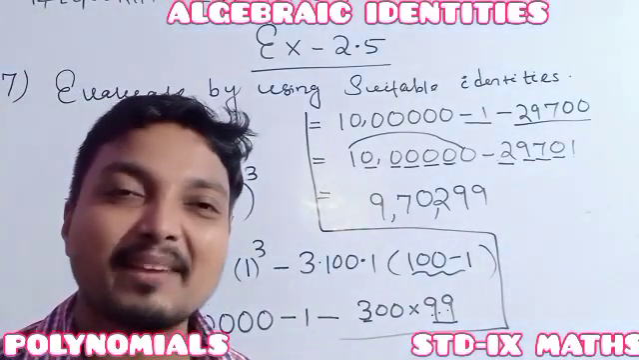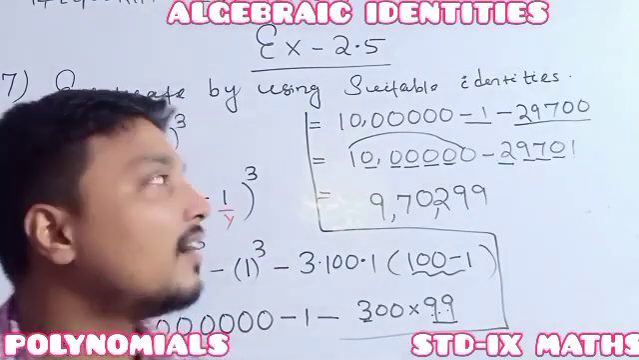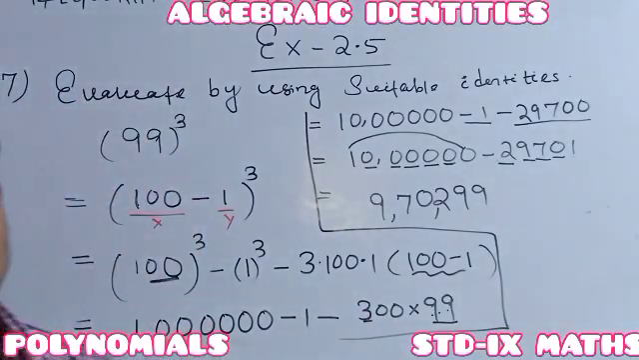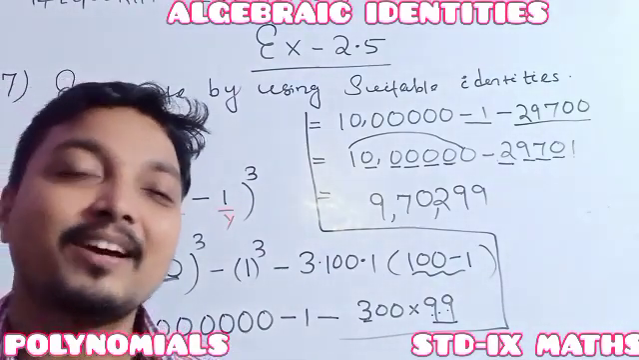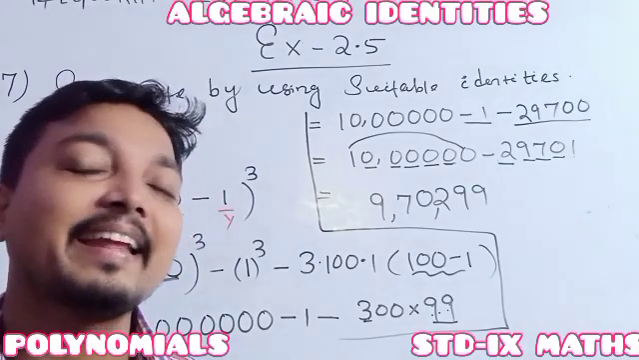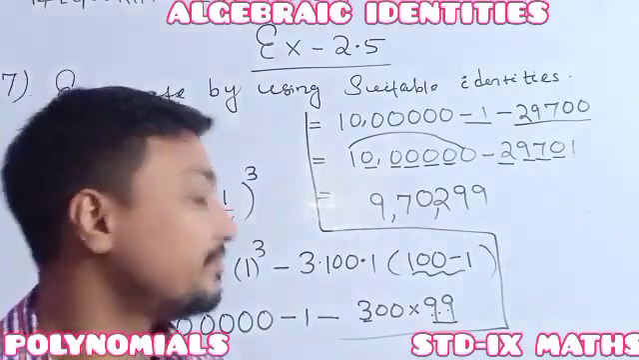9,70,299. So tell me, by using the algebraic identity, is the value of 99 cube easy or difficult? Understood or not understood? So just like this question we have done, next question we will do regarding 102 cube. How much will it be? Okay, just wait.